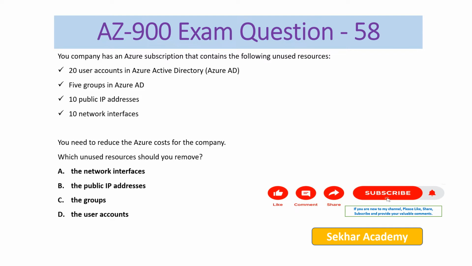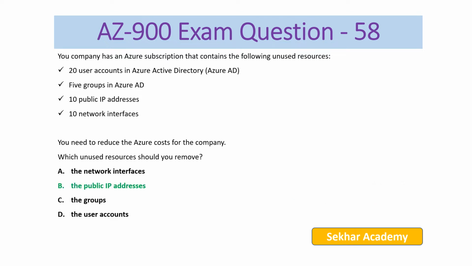AZ-900 exam question number 58. The question starts from here. Your company has an Azure subscription that contains the following unused resources: 20 user accounts in Azure Active Directory, 5 groups in Azure AD, 10 public IP addresses, 10 network interfaces. You need to reduce the Azure cost for the company. Which unused resources should you remove? Options: A, the network interface, B, the public IP address, C, the groups, D, the user accounts.